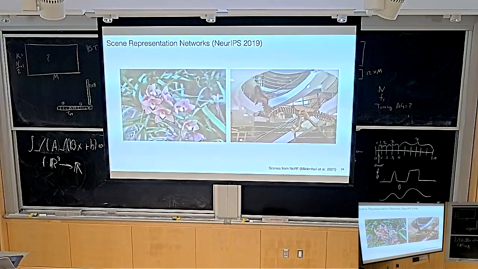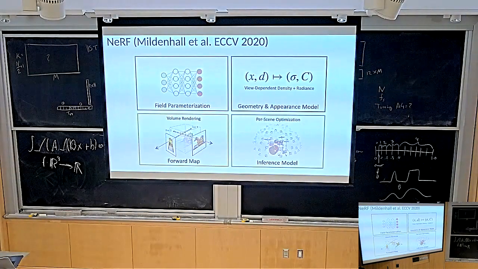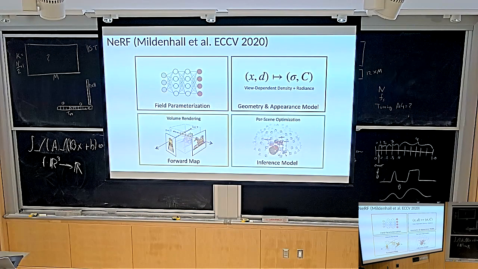Okay, and then NeRF happened. NeRF was, now you know each of these pieces. NeRF parameterizes the scene as a neural network, as a neural field. So it's a neural field that maps a 3D point to a color and a density. So we're taking this volume rendering approach. We're modeling the scene as a color and a density at a 3D point. The forward map is exactly volume rendering, what we just discussed.